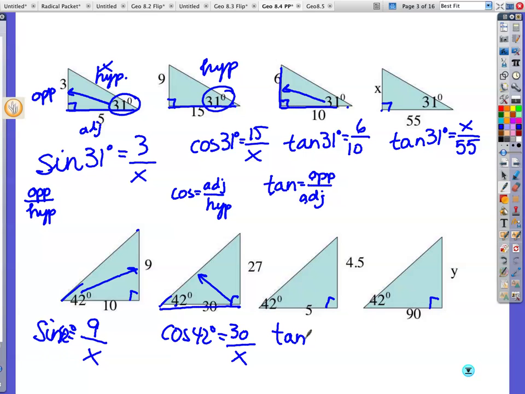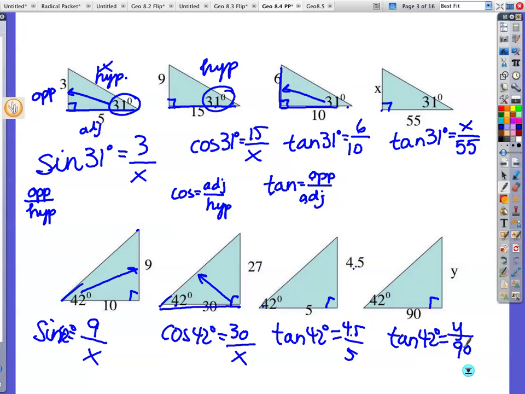Tangent of 42 degrees. Tangent is opposite over adjacent. Opposite is 4.5. Adjacent is 5. On the last one here, I'm just going to do tangent again. Tangent of 42 degrees is opposite, which is y, over adjacent, which is 90. All right? So that's basically what you're doing. That's how your setup works.